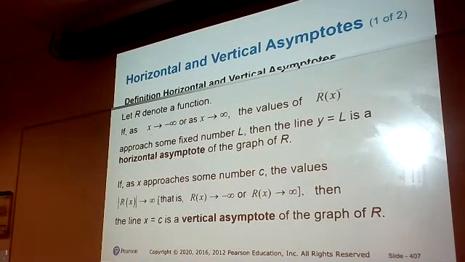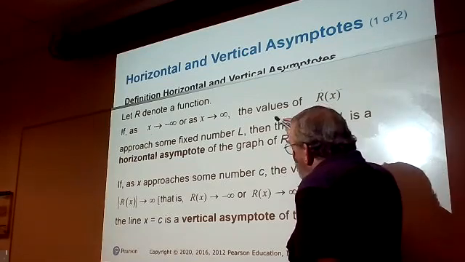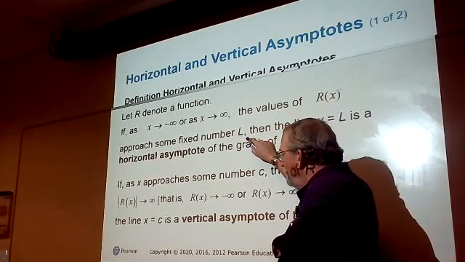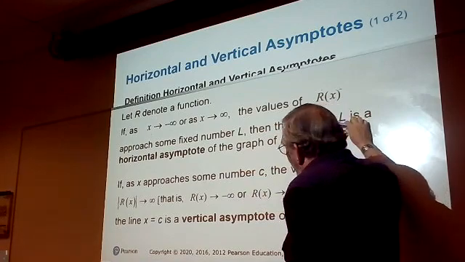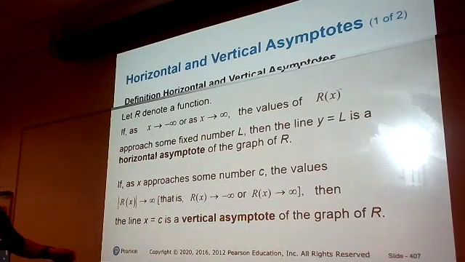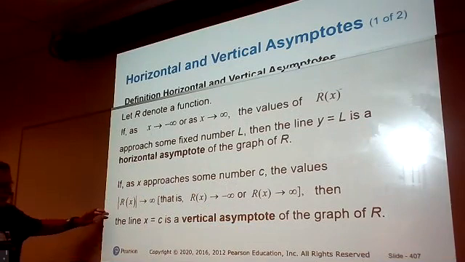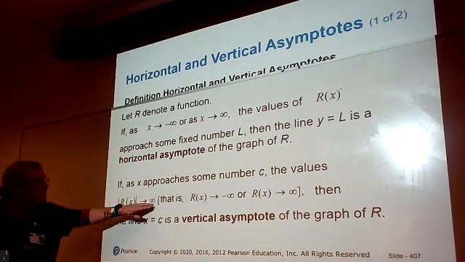All right. So R is a rational function. As x approaches negative infinity, or as x approaches positive infinity, the values of the function approach some number L. That's what they're saying here. Then the line y equals L is a horizontal asymptote. We use L because it's a limit. As the absolute value of x approaches infinity.